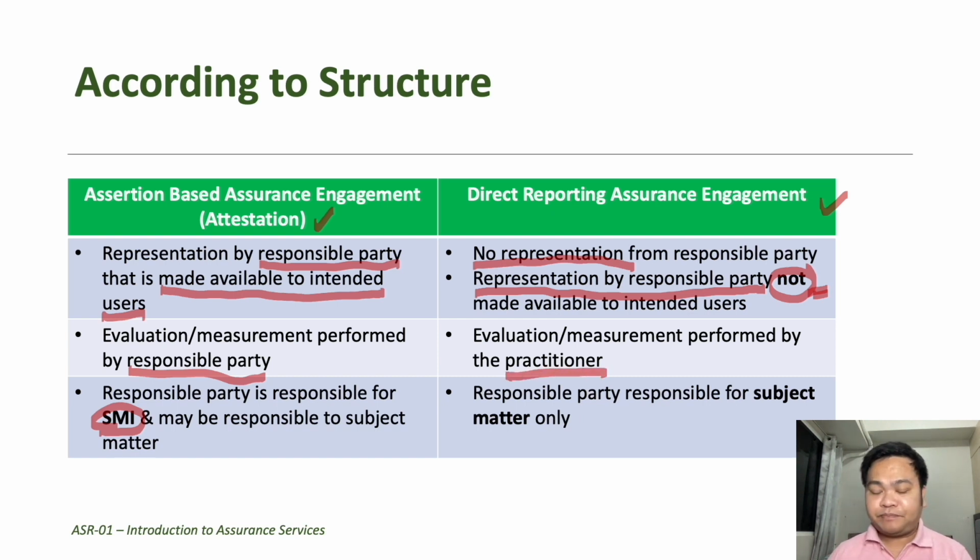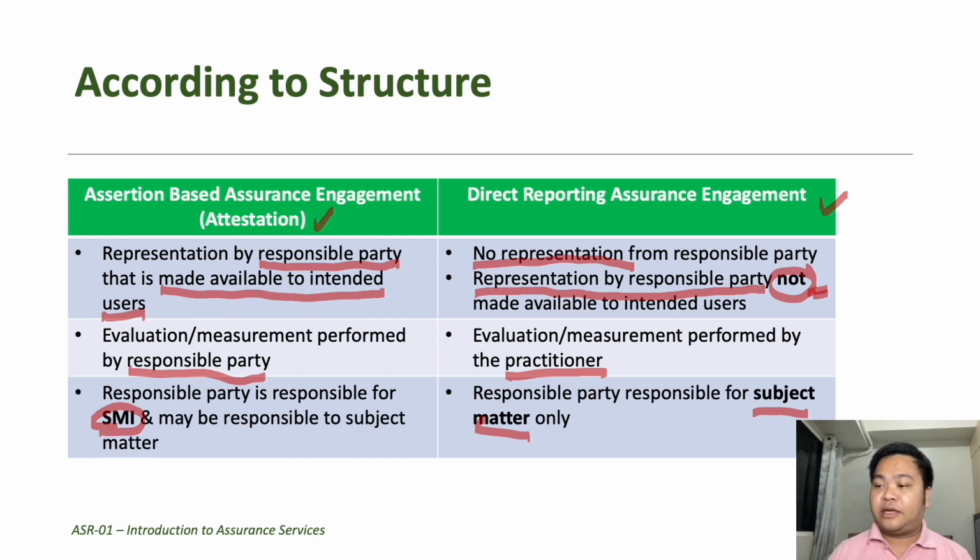So because it's usually that there will be no representation from the responsible party, they did not measure or evaluate the subject matter against criteria. So it will be the practitioner himself or herself who will perform such measurement or evaluation. And therefore, under direct services or direct engagement, the responsible party is only responsible for the subject matter.